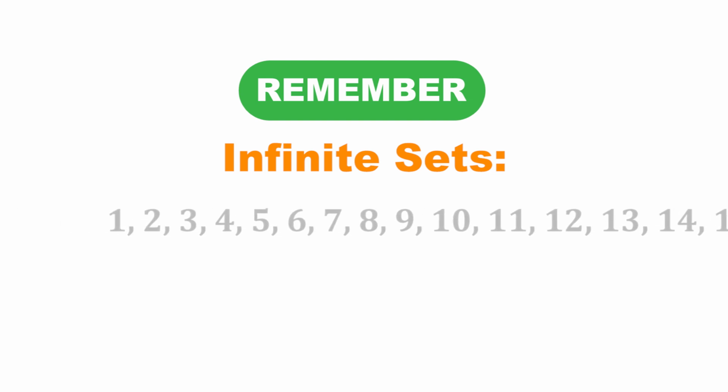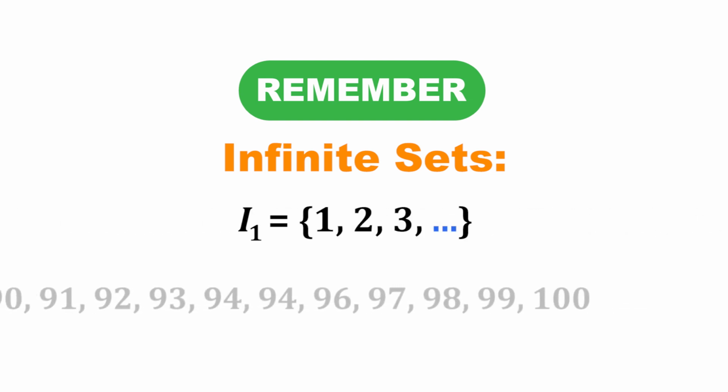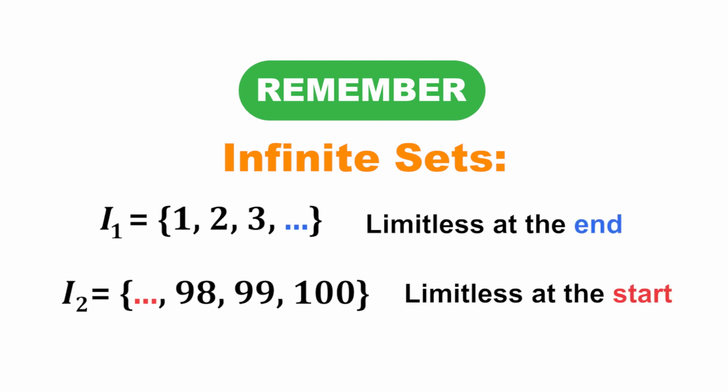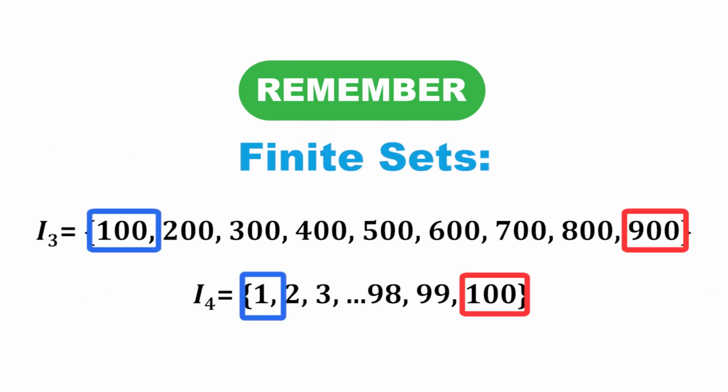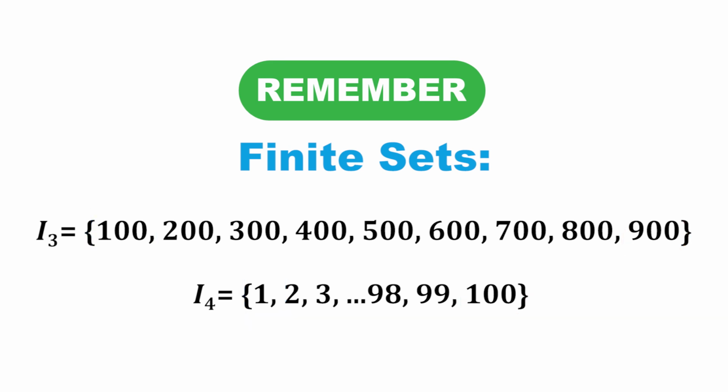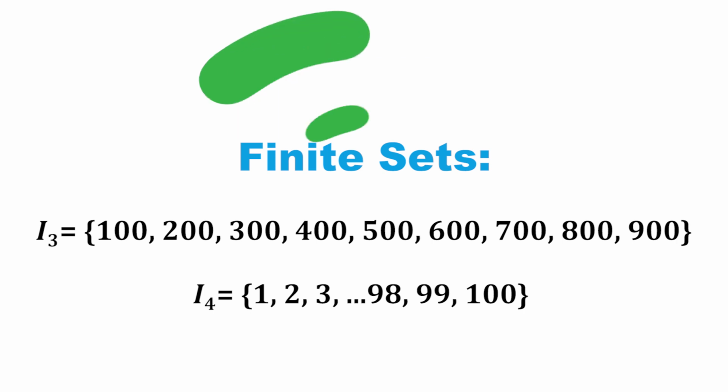Laging tandaan, ang infinite set ay walang katapusan o walang simula. Kaya ang bilang ng mga elements nito ay hindi makakayang bilangin. Samantalang sa finite set, may simula at may katapusan. Sa makatwid, ang mga elements nito ay makakayang bilangin gaano man karami ang mga ito.